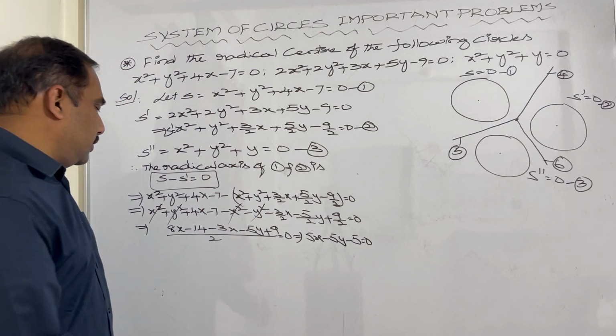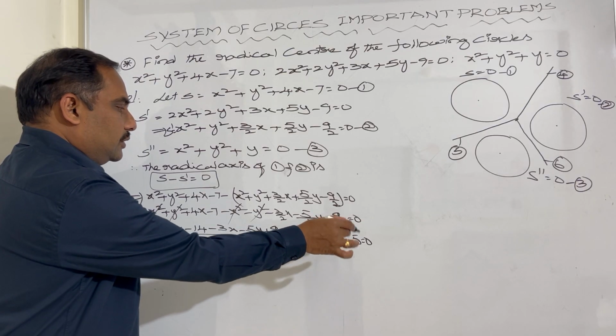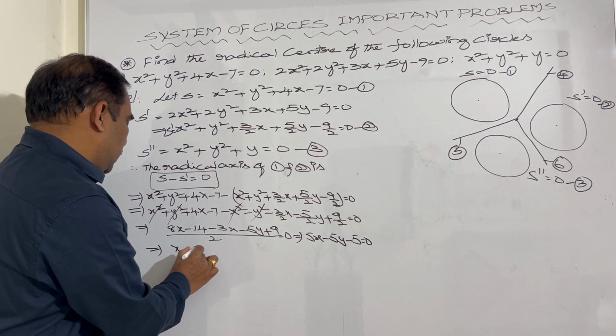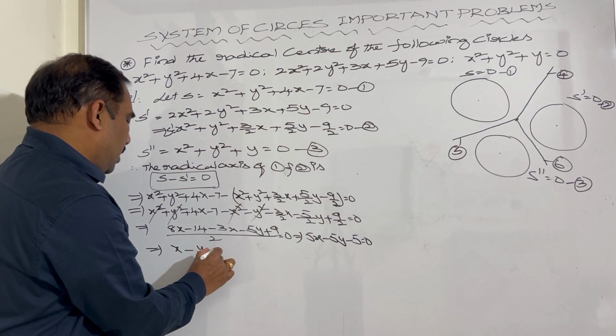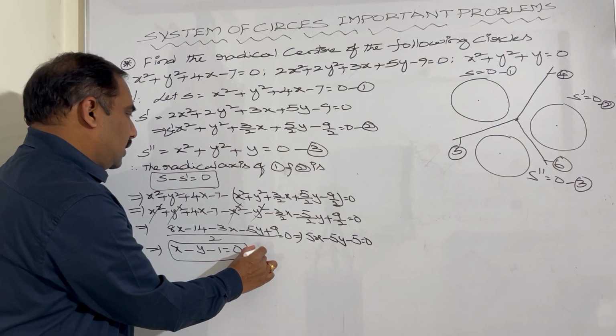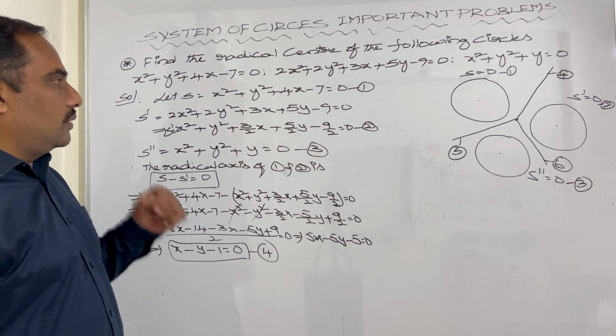Further, if you cancel this equation with 5, you can reduce it to x minus y minus 1 is equal to 0. So this is the fourth equation.